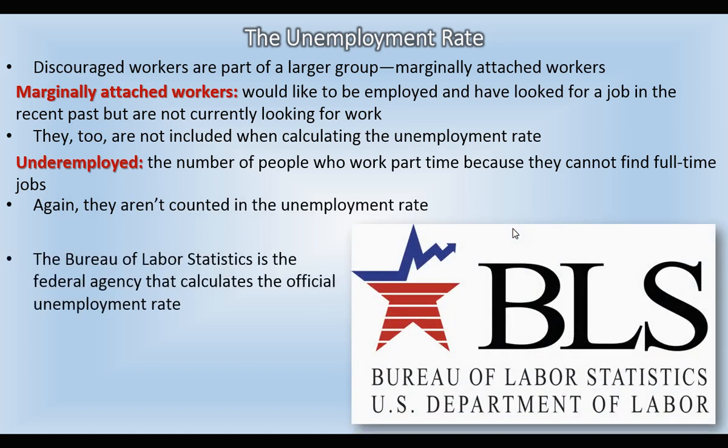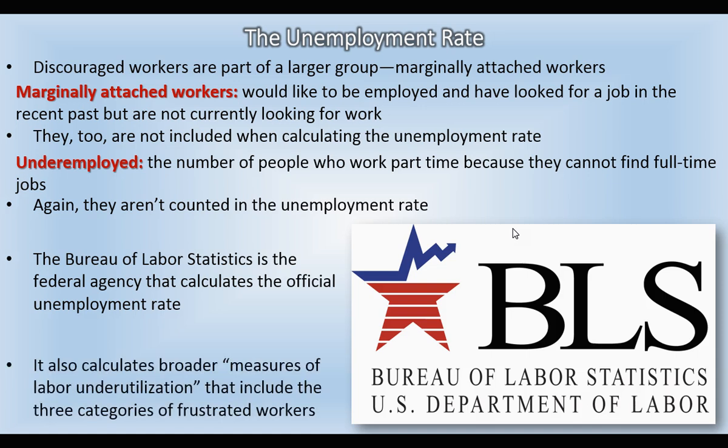So the Bureau of Labor Statistics is a federal agency that takes the information from the Current Population Survey and calculates the official unemployment rate. Again, the Bureau of Labor Statistics is part of the U.S. Department of Labor. It also calculates broader measures of labor underutilization that include the three categories of frustrated workers: the marginally attached workers, the underemployed, and the discouraged workers.